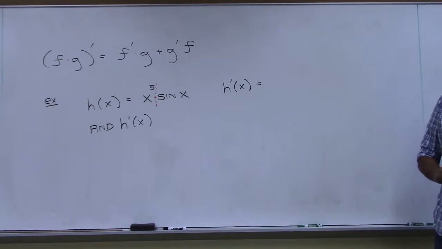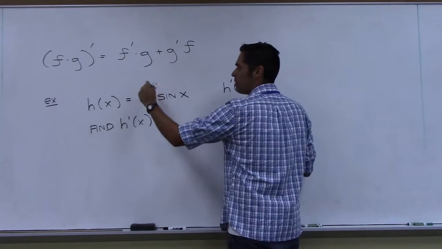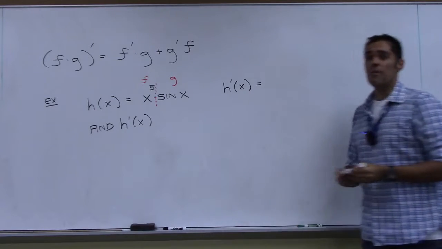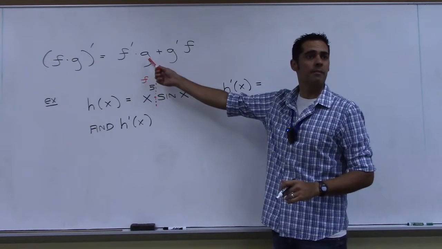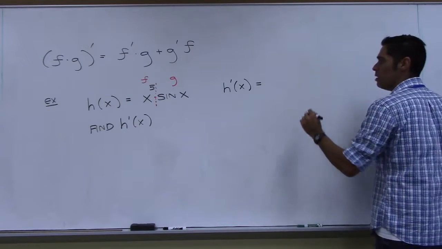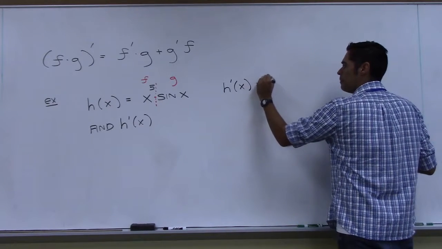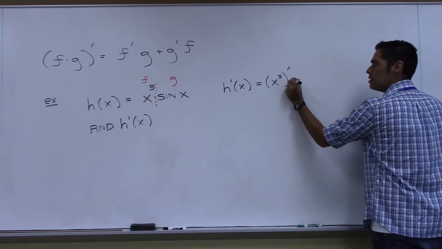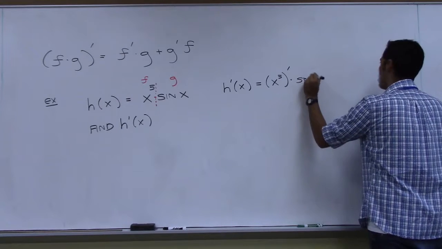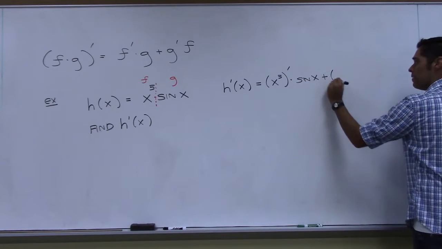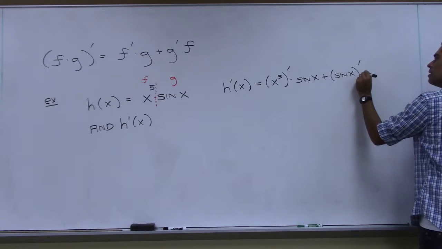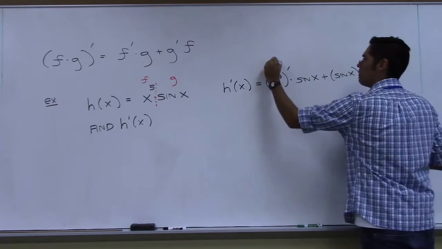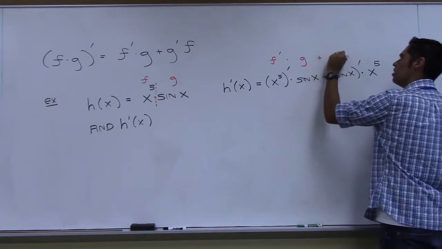So according to the product rule, if we call this first thing, x to the fifth, f, and we call the sine of x g, then the derivative should be this, right? So like I said, I'm going to go a little slow. It's the derivative of the first one, x to the fifth, times sine x, plus the derivative of sine x times the first function f. So this is f prime times g plus g prime times f.